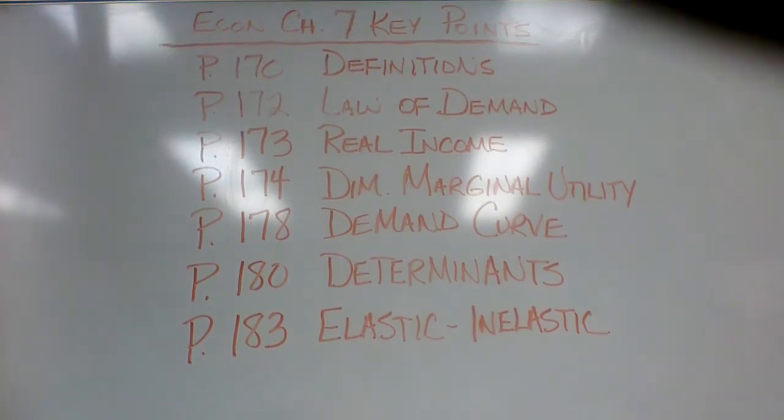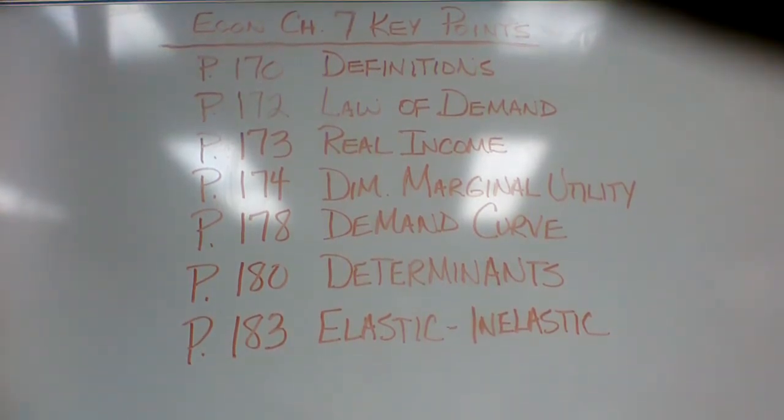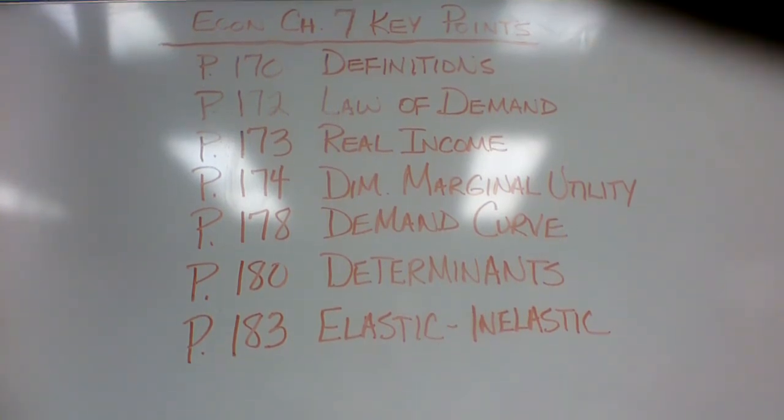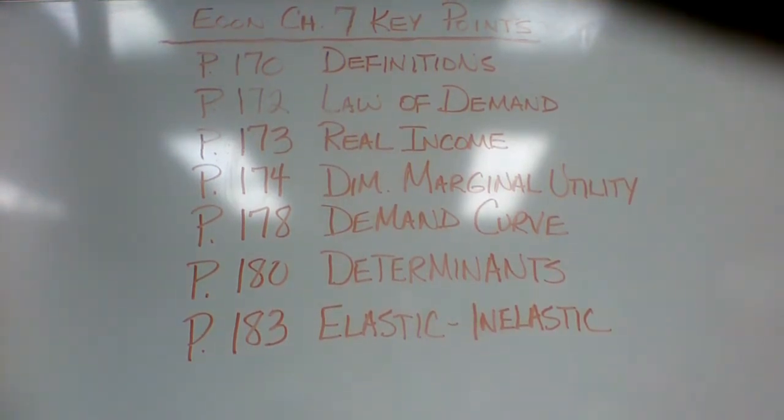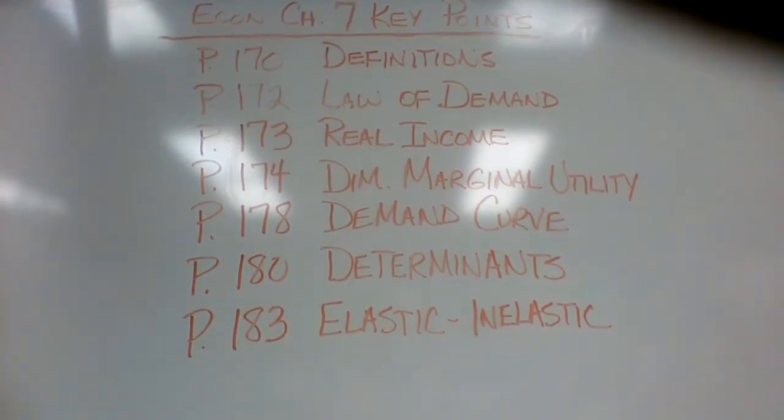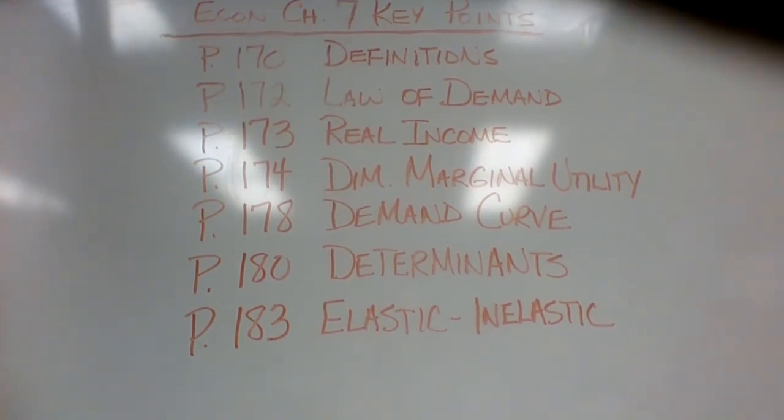You need to know the price and quantity, which axis those go on, and that the demand curve slopes downward from left to right. Remember, D, down, D, demand. Okay. Page 180 and 181, the determinants of demand.